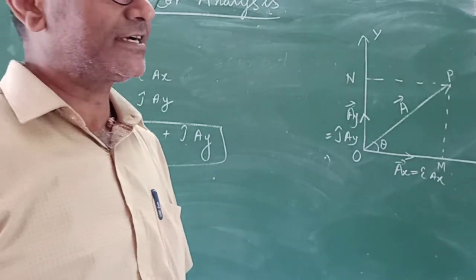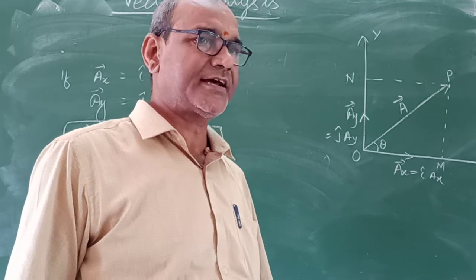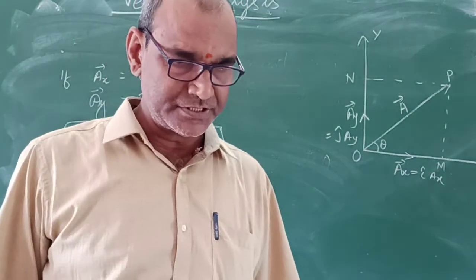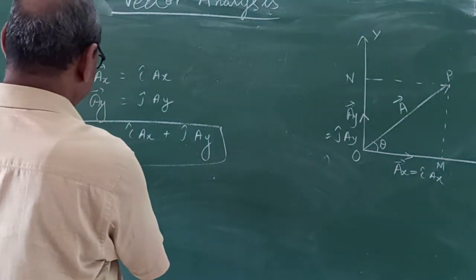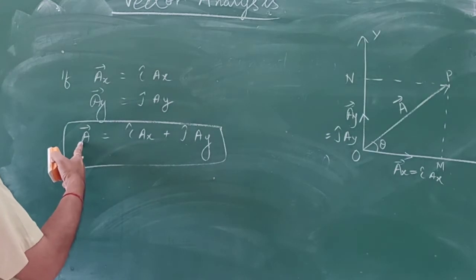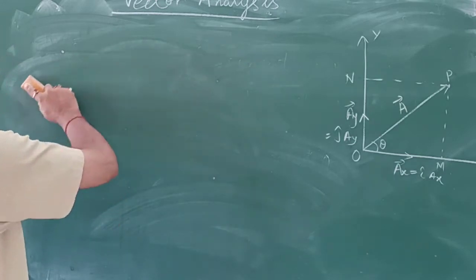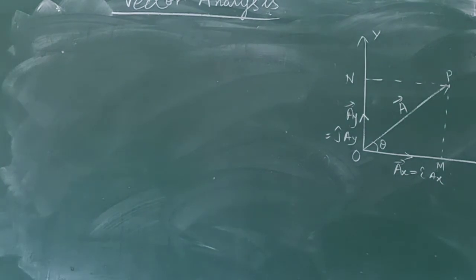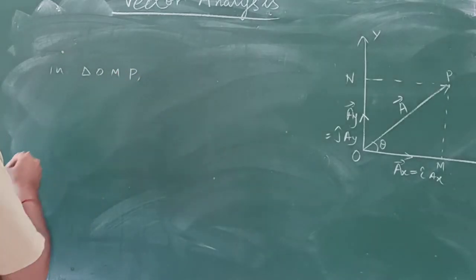All of you know that along each axis, unit vectors are used. Along x-axis i cap, along y-axis j cap, and along z axis k cap unit vectors are used. So again we write, therefore i cap AX plus j cap AY are the components of vector A along x and y axis respectively. Therefore, again we write in triangle OMP, is it or not?